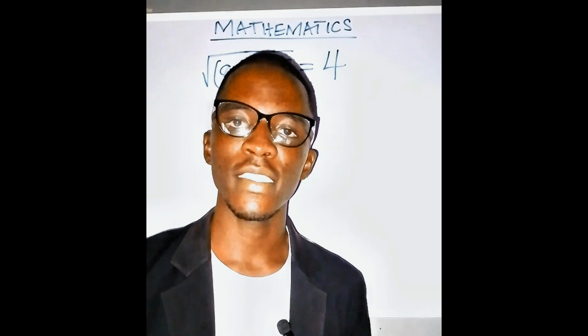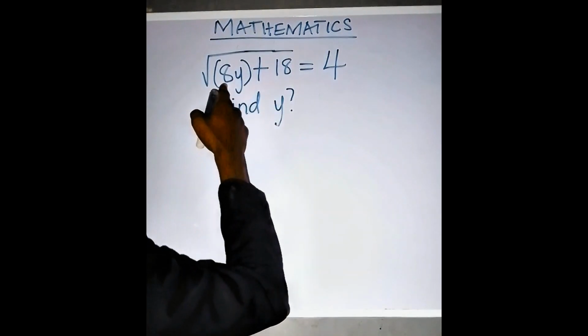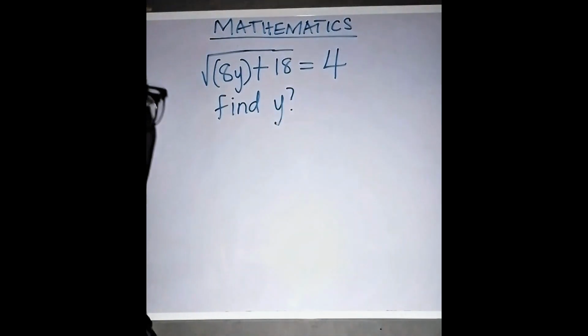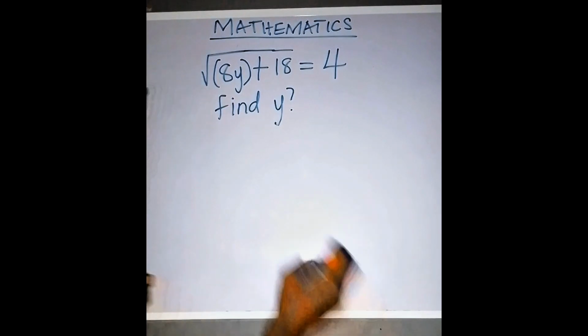My name is JANIS. From this question, we have a simple question here. They said the square root of 8y plus 18 equals 4. Find y. So how do we find y here? It's very simple and very easy. Now watch. Solution.